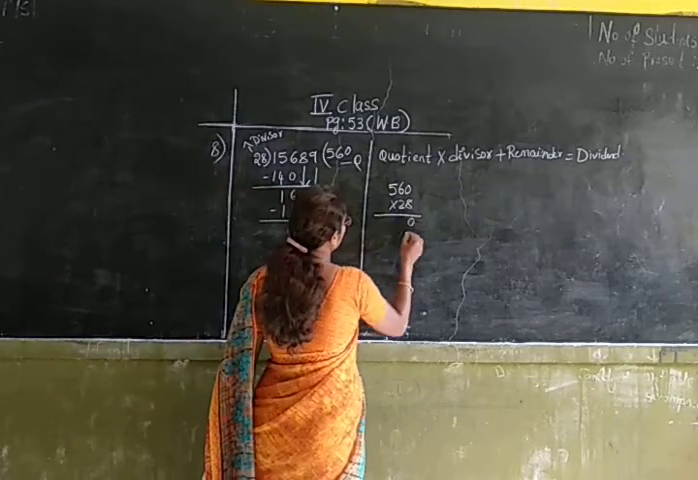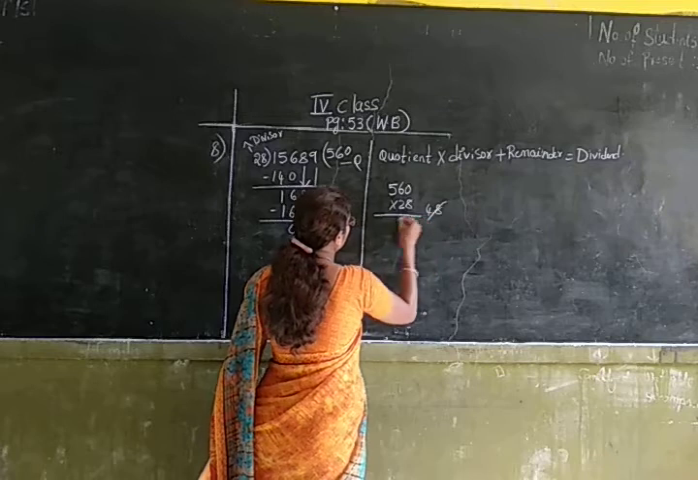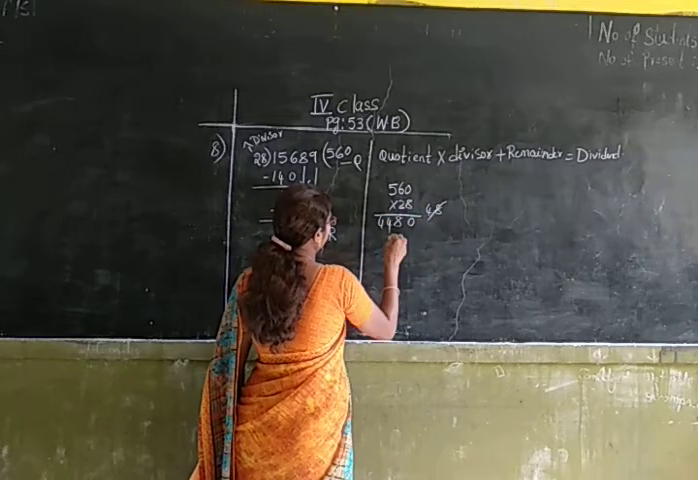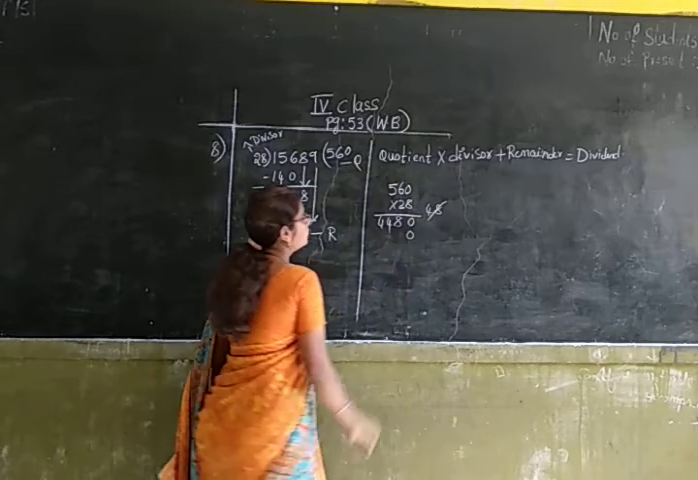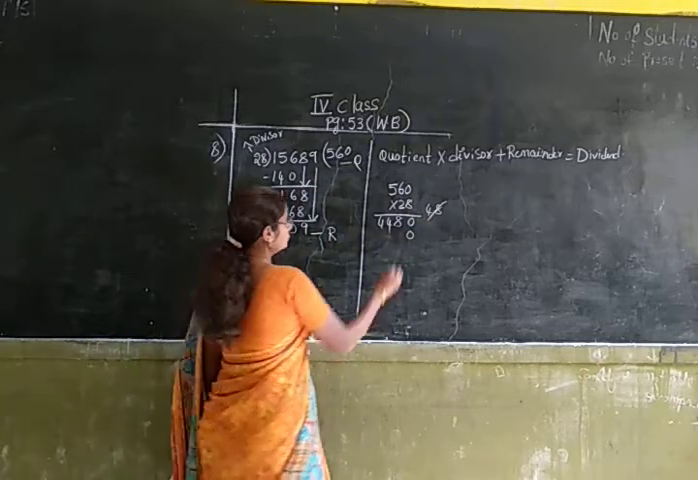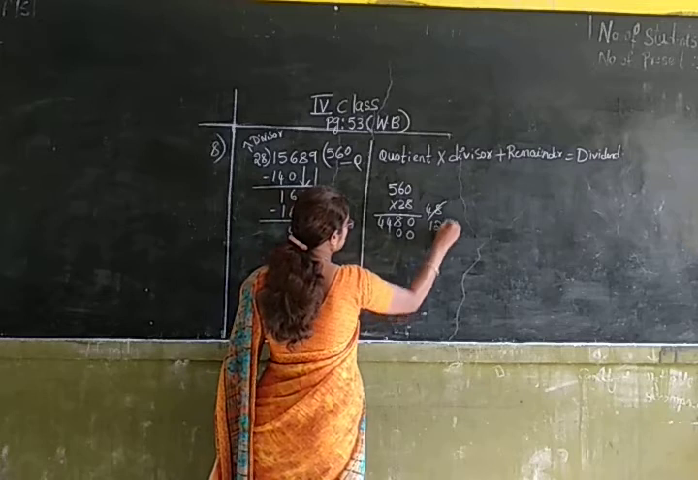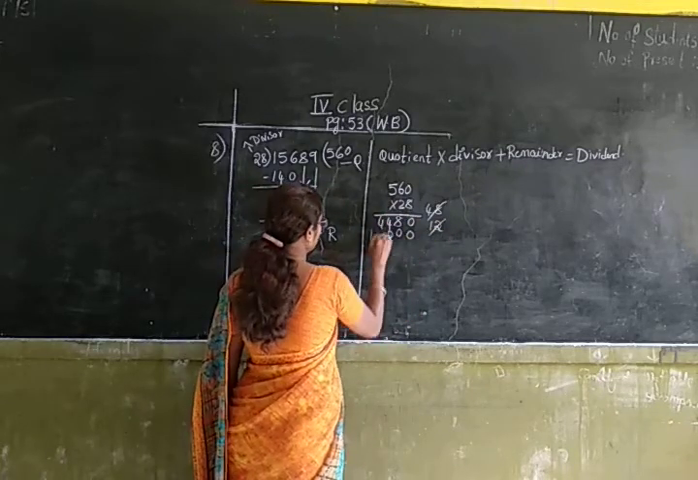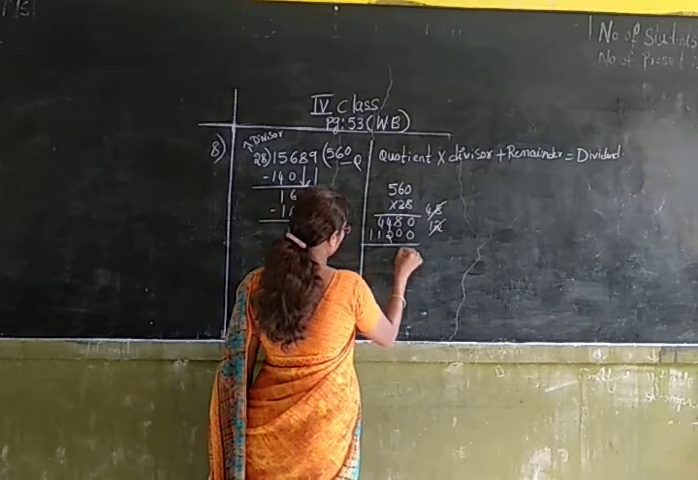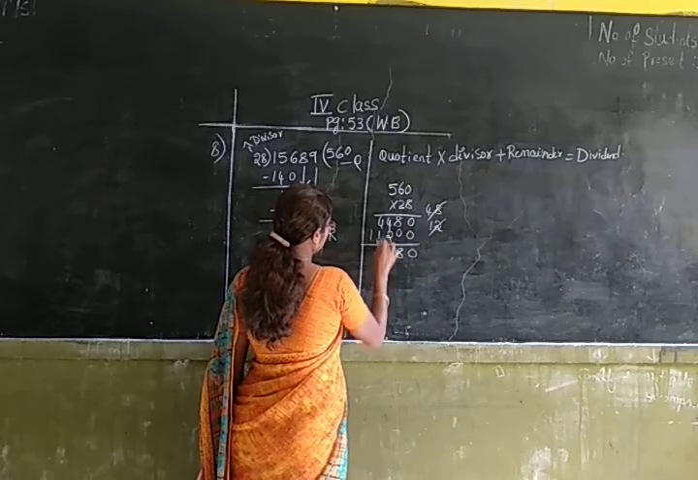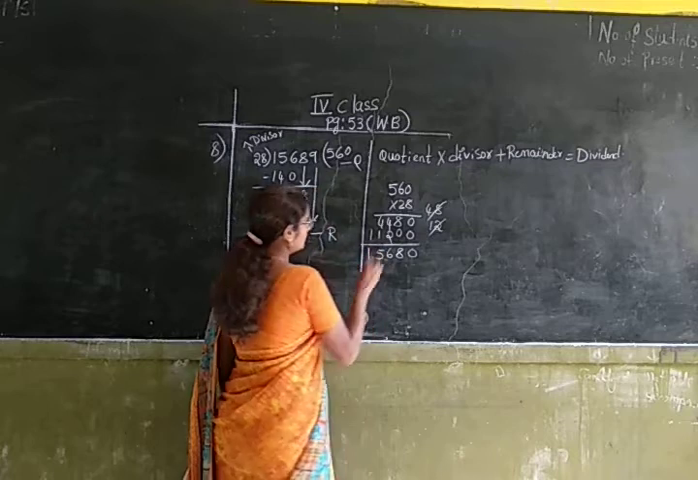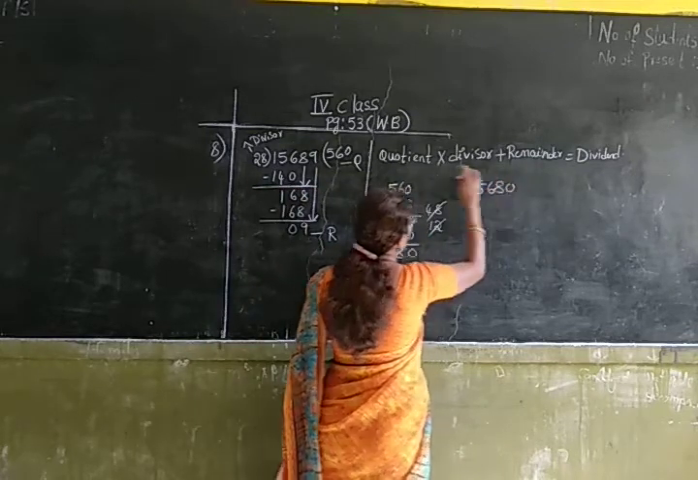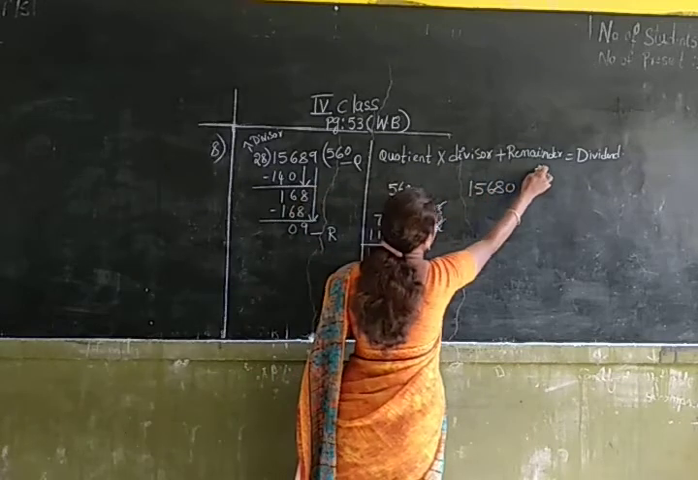8 zeros are 0, 8 sixes are 48. 8 fives are 40 plus 4, 44. 2 is in the tens place. Put 0 in the ones place. 2 zeros are 0. 2 sixes are 12. 2 fives are 10 plus 1, 11. So, we got 15,680.